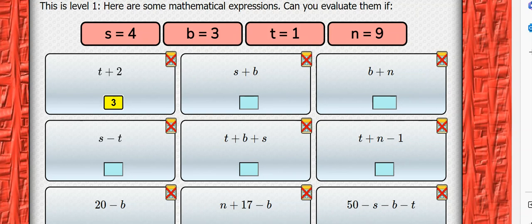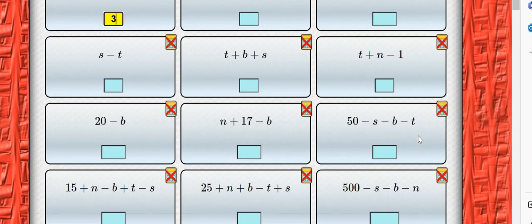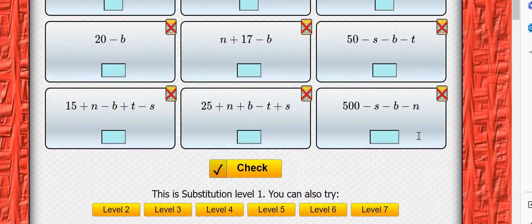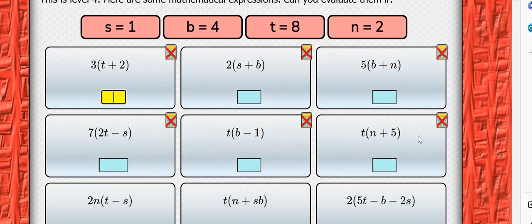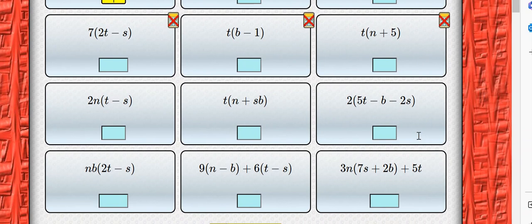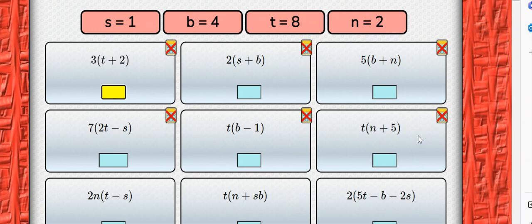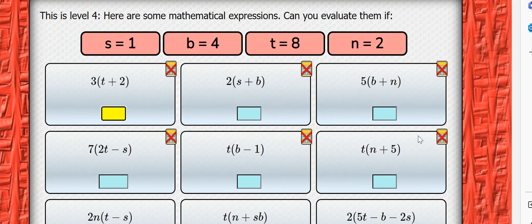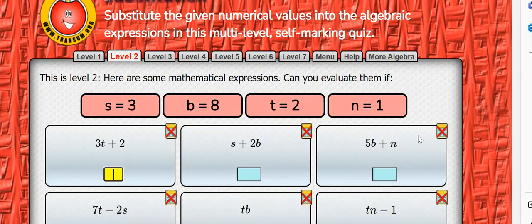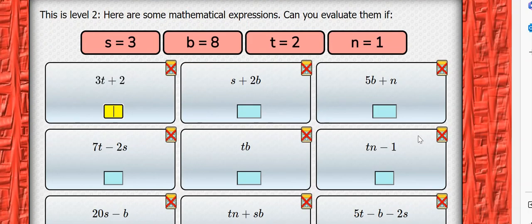Now that depends what values you're given and what expressions you're given. What does this little symbol mean? No calculator. Now you might notice that on some of the higher levels, there's some that you can use a calculator. Now I'd be interested, those of you that know about brackets, how far you get. But that's level 4. See how you get on.